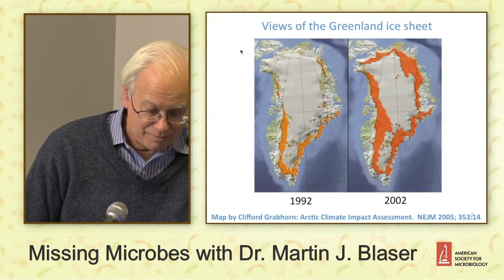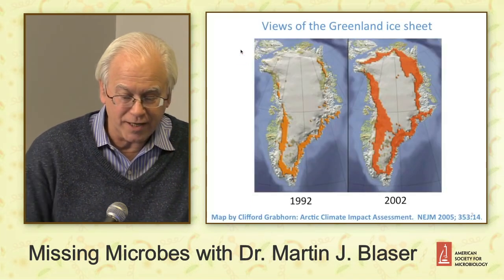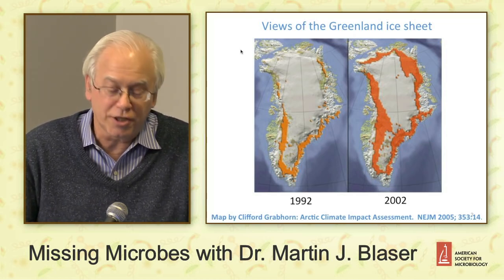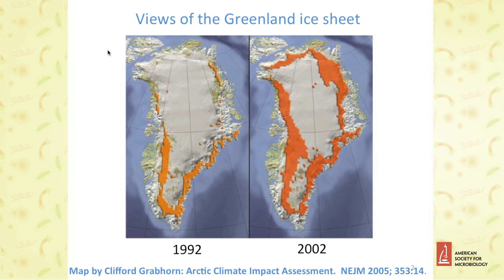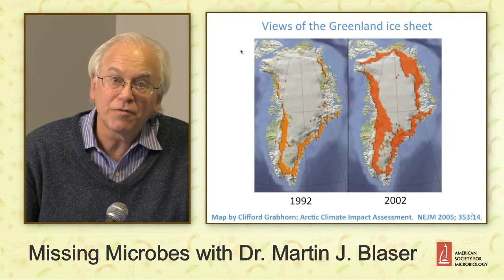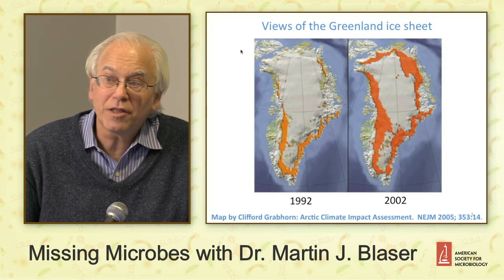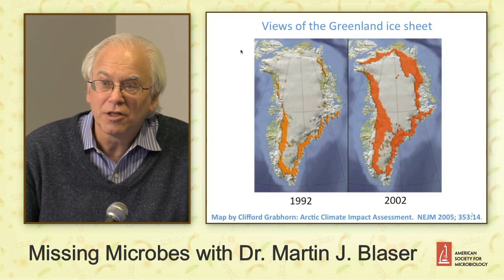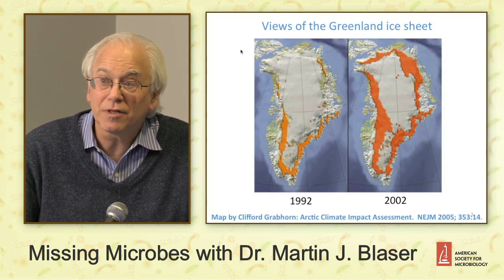And I want to start with this slide, which is entitled Views of the Greenland Ice Sheet. And here are two satellite photos of Greenland, 1992 and 2002. And you can see that in one of them, there's a lot more white in the slide. And we know that that's ice. And we take this slide to be a representation of global warming. And we can think about global warming as a change in our macroecology due to human activities.